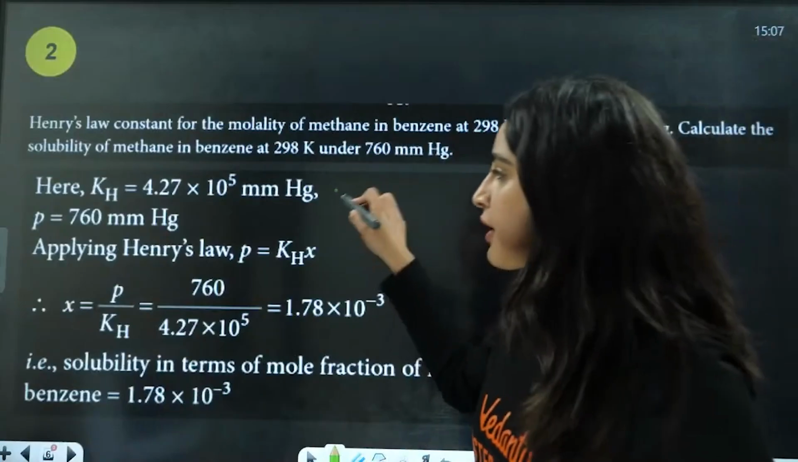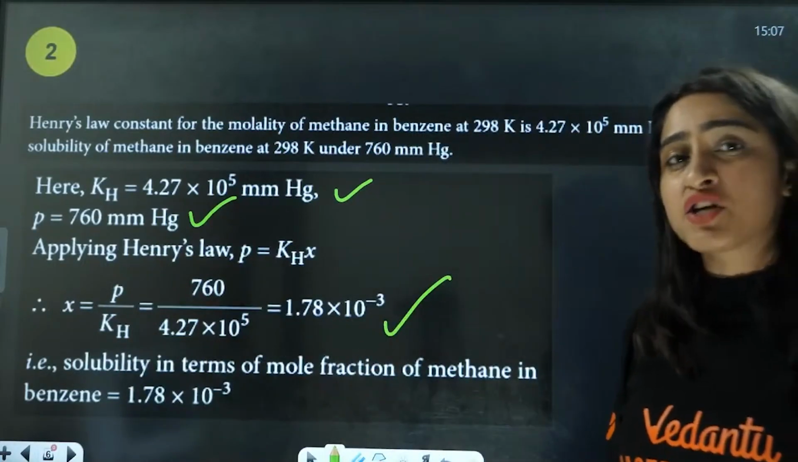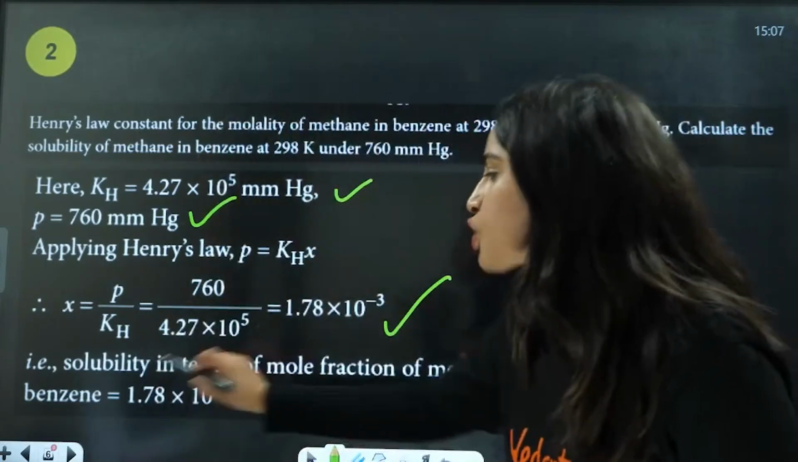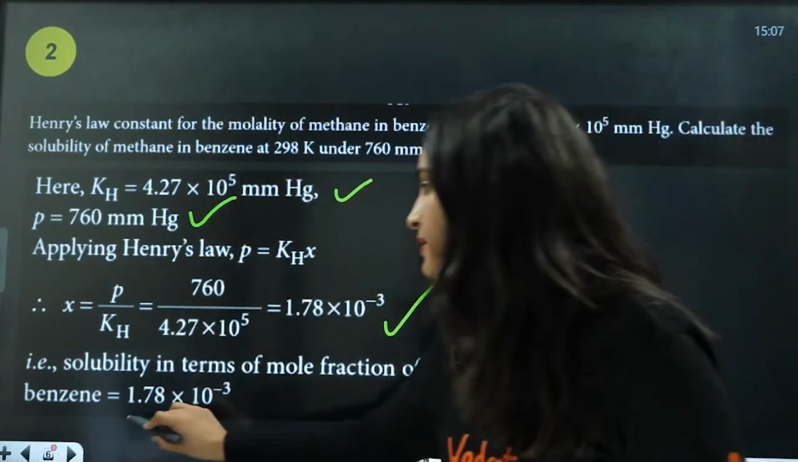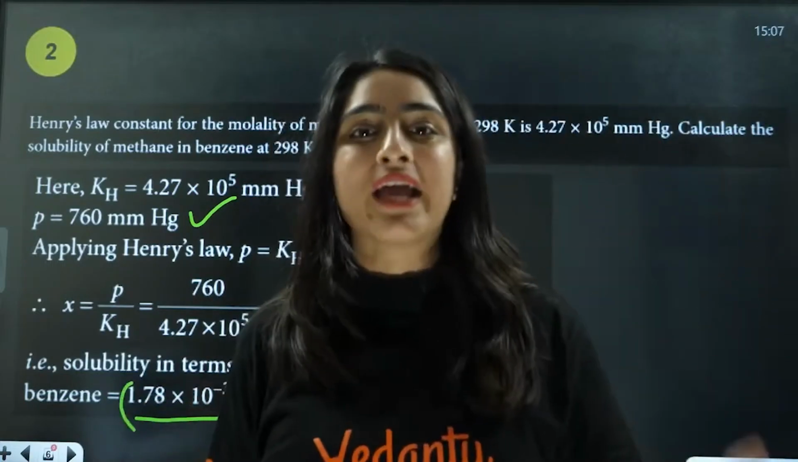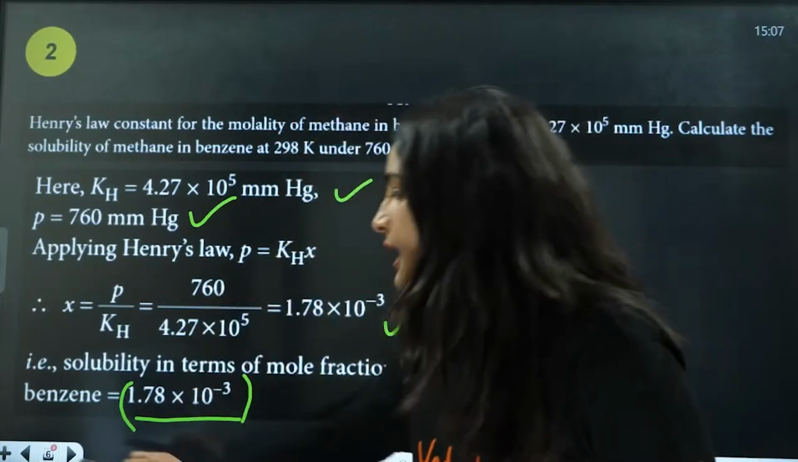It is given, you have KH, you have P. Just apply this formula and calculate the value of mole fraction. Mole fraction is a function of solubility only. So solubility in terms of mole fraction of methane is this much. When you are asked to calculate the solubility or the mole fraction, it is the same thing, right?